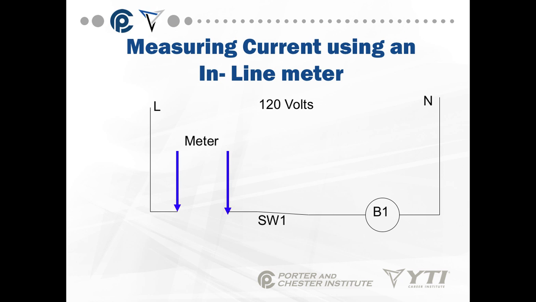Okay, to measure inline using an inline meter, the meter is put in series with the circuit you want to read. In other words, you open the circuit up, remove one wire, and put one lead of the meter on one side and one lead of the meter on the wire you removed. It's measured in series.